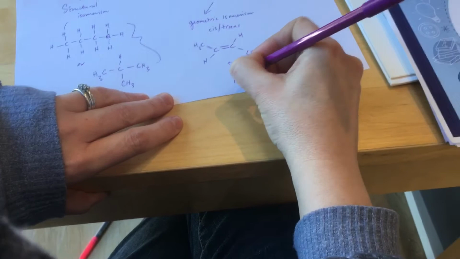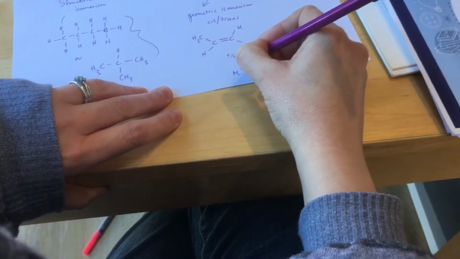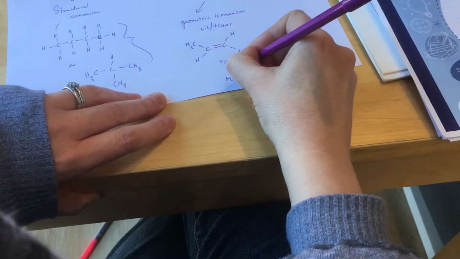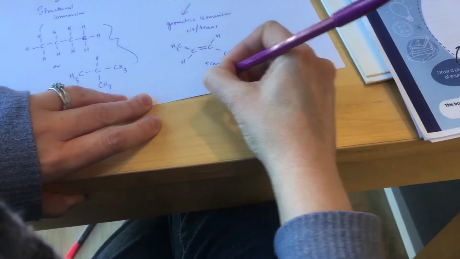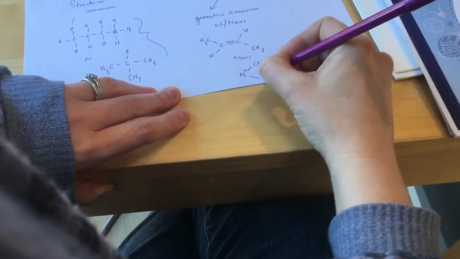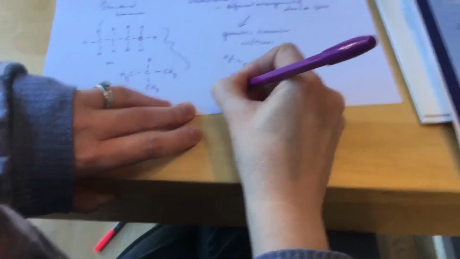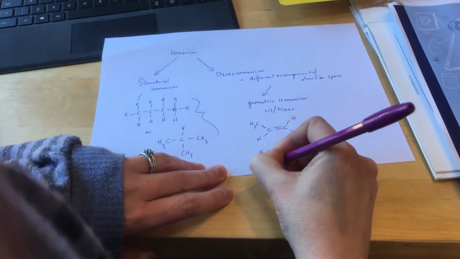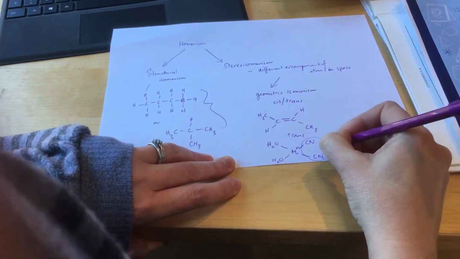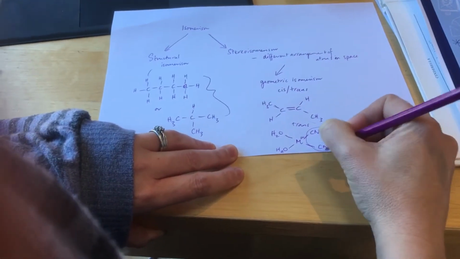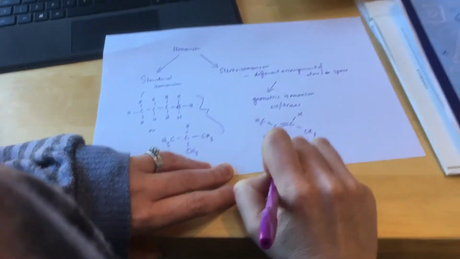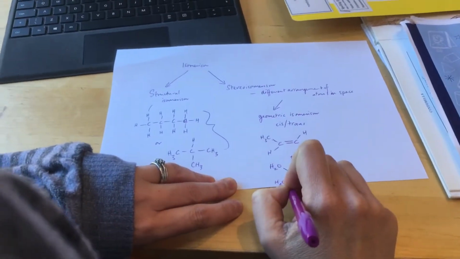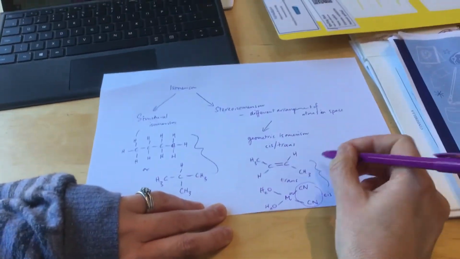So imagine you've got a square planar complex. That's my metal ion in the middle. Imagine a square planar arrangement like this. This is cis because the two groups are on the same side. I could make it trans by switching a water and a CN. So that would be cis-trans isomerism that you see in square planar complexes.